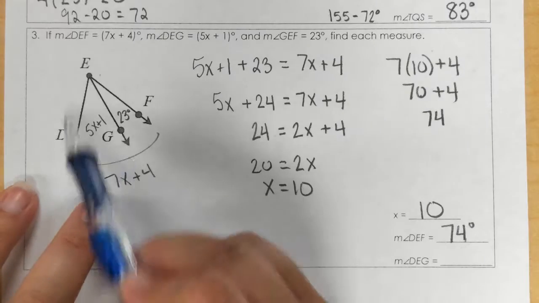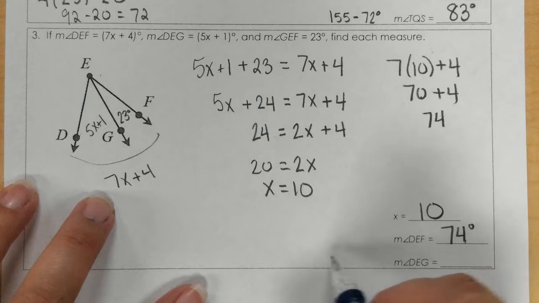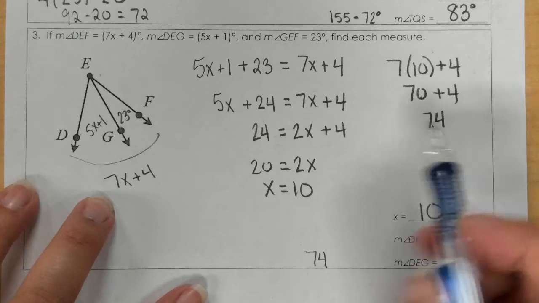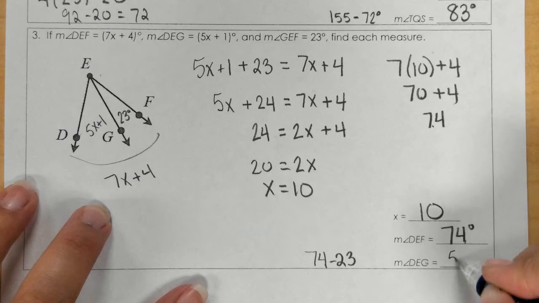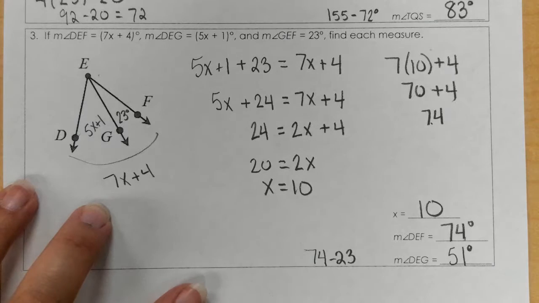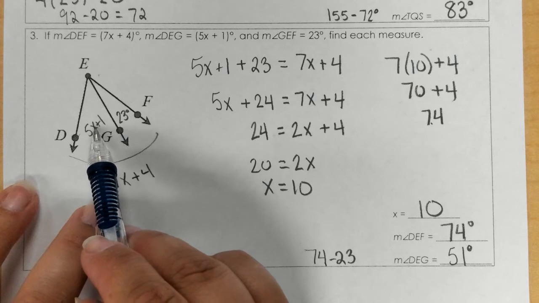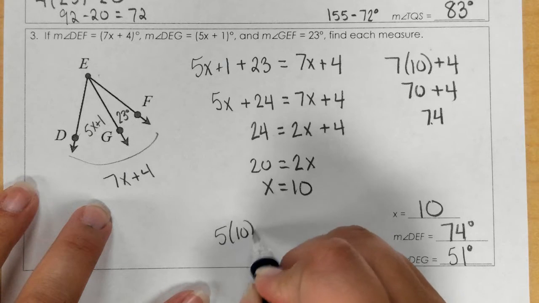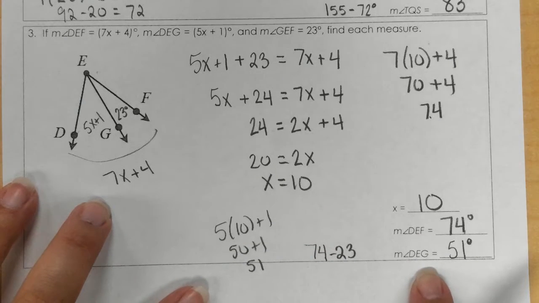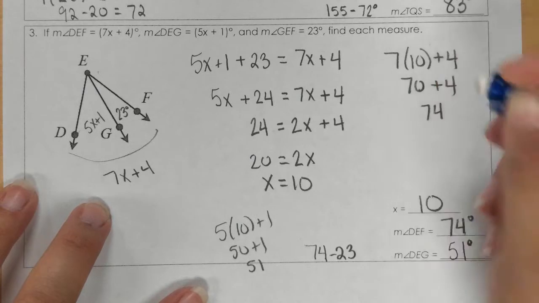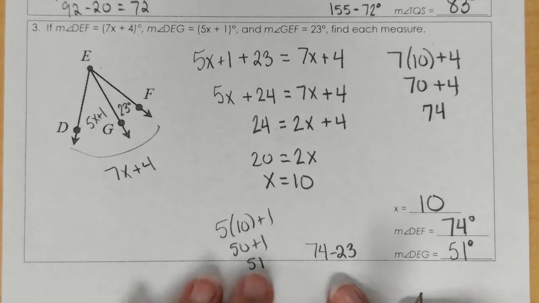Okay, to find DEG, a couple things. You could either, one, take 74, okay, we just found that as the whole angle, minus this little piece, 23, and get 51. But if you want to check yourself, you could also plug the 10 into 5 times x plus 1. So 50 plus 1 is indeed 51 degrees. So it does work out, and you do get 51 degrees both ways you do it.